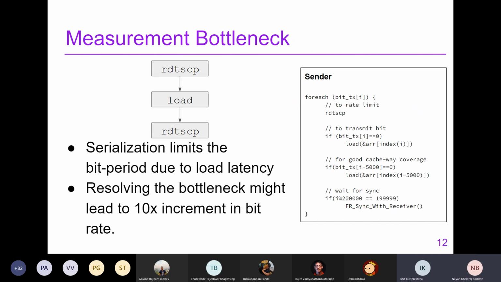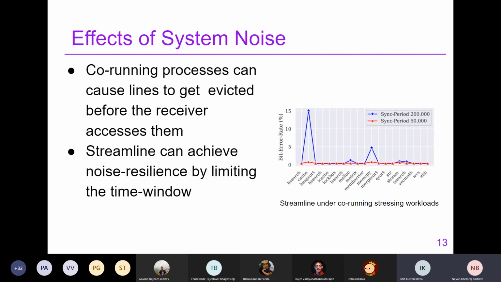Lastly, the author highlights the measurement bottleneck. As a sender, we have RDTSCP, load, RDTSCP. Because of this serialization, it limits the bit period. The author claims that if we could resolve this bottleneck, it would lead to a 10x increment in bit rate. And if we study the system noise, we have co-located processes, and we are doing our attack. Because of co-located processes, our cache sets could be evicted.